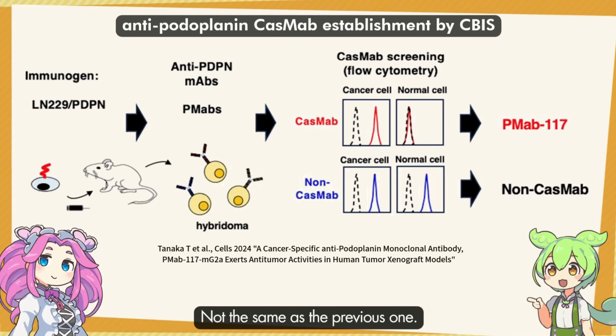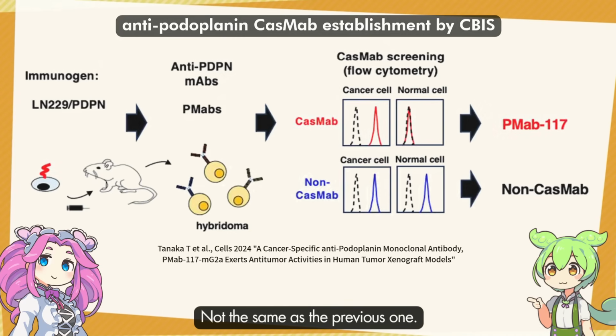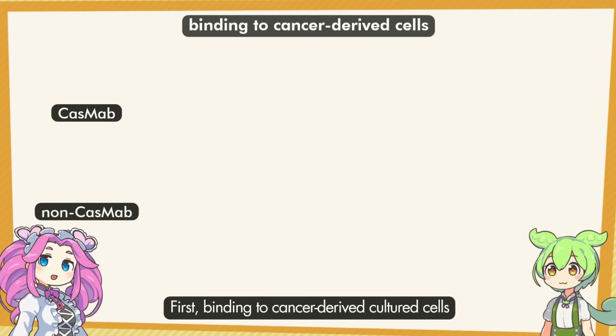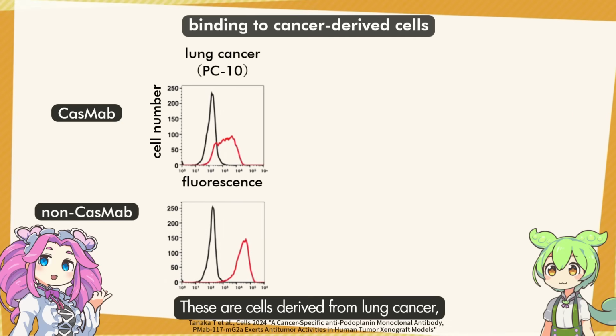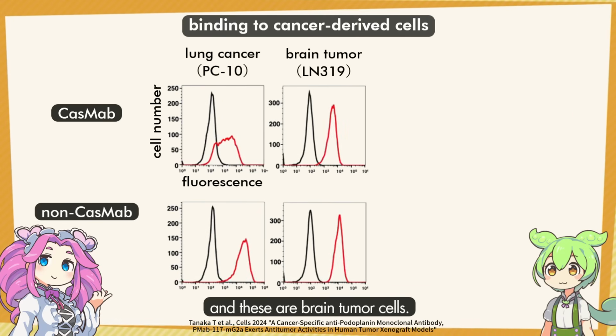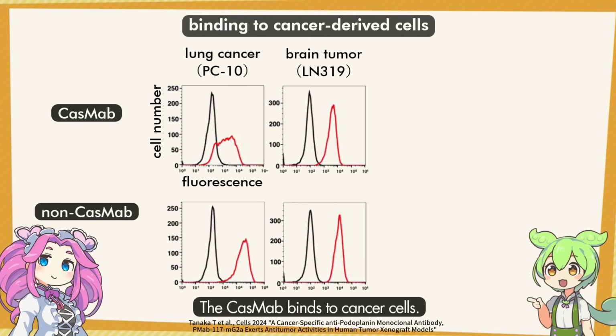I see. As I mentioned, the anti-podoplanin CasMabs were established using CBIS, and today's CasMab is from clone 117. Not the same as the previous one. First, binding to cancer-derived cultured cells was investigated by flow cytometry. These are cells derived from lung cancer. And these are brain tumor cells. The CasMab binds to cancer cells.